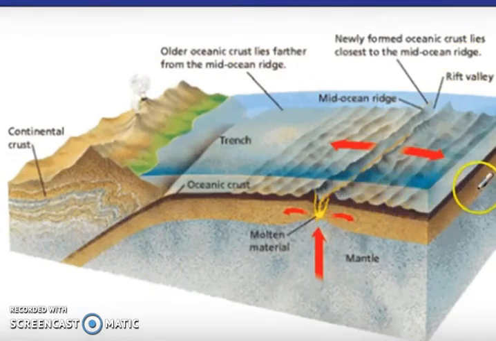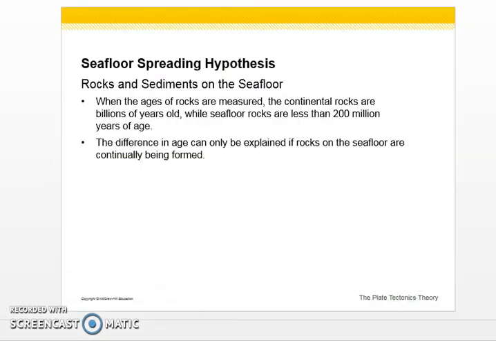Now on the other side of our drawing you see, as the video just showed, rocks and sediments on the sea floor. You can tell the ages of rocks and how they're measured because continental rocks will always be billions of years old, while seafloor rocks are less than 200 million years of age due to the constant recycling of the magma. The difference in age can only be explained if rocks on the seafloor are continually being formed.